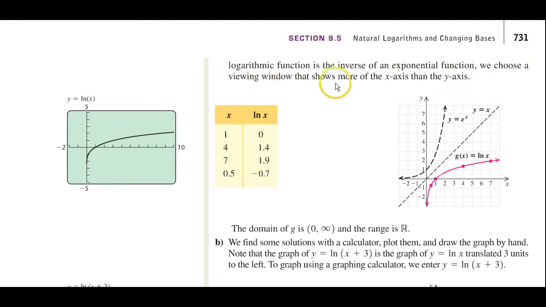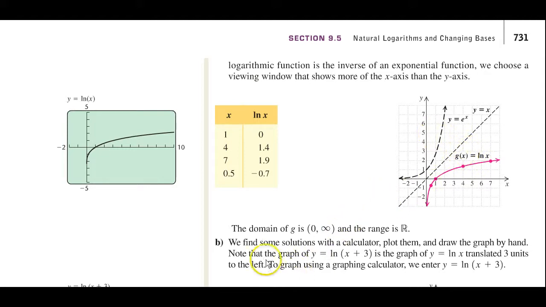And we choose a viewing window that shows more. And again, we didn't do a lot with viewing windows. But here we're talking about values like so. So there is our axis of symmetry, y equals x. There is your exponential function, and there is your inverse function. And one is the reflection of the other.